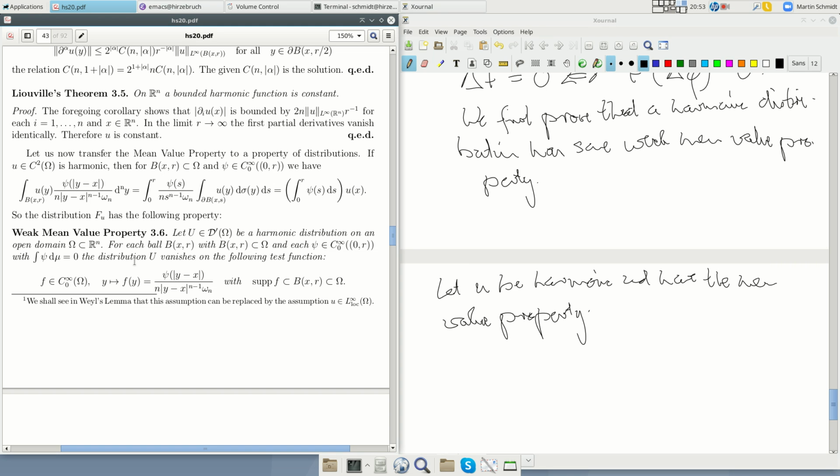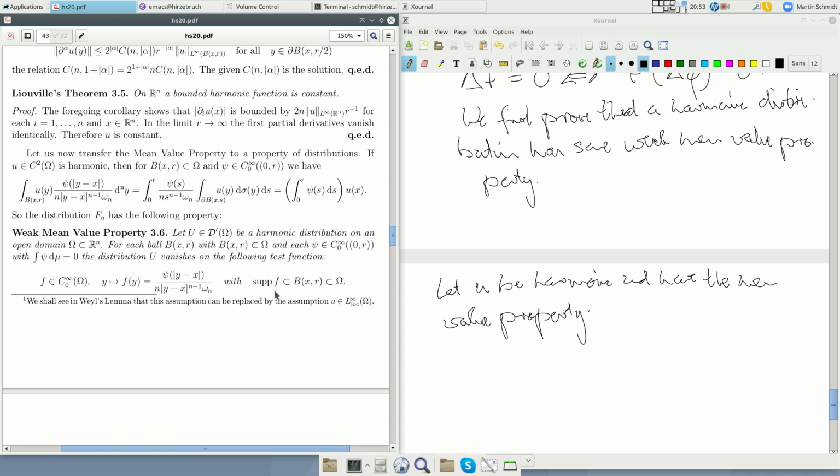And then the distribution u vanishes on the following test function. This is this function here, which is exactly this expression here. So this integral is the evaluation of the corresponding distribution on this function here. Now, why is this function here smooth and has compact support?